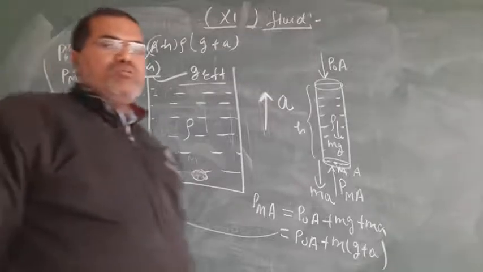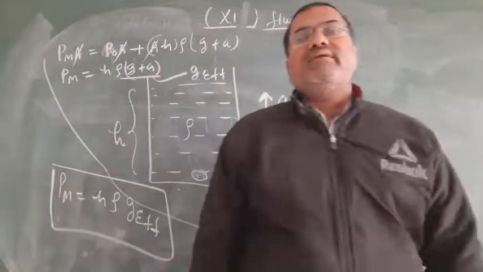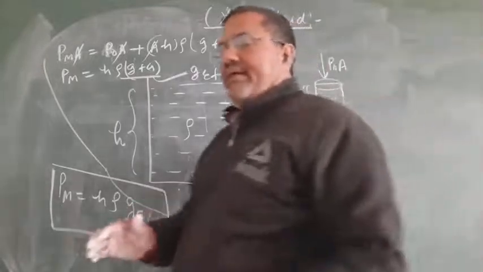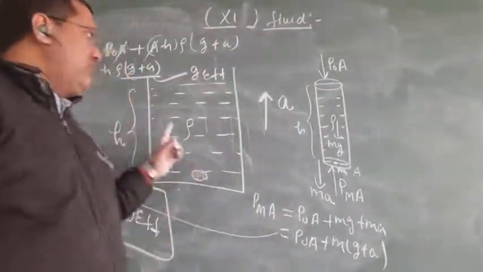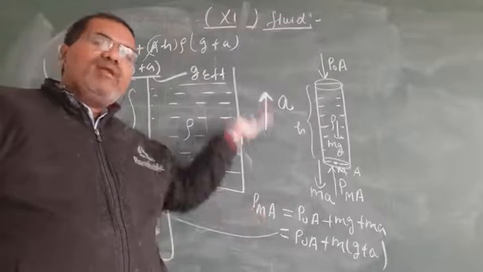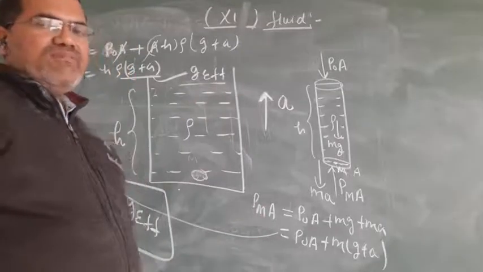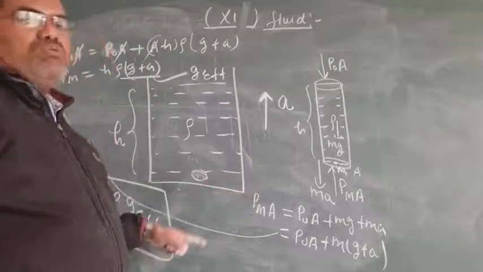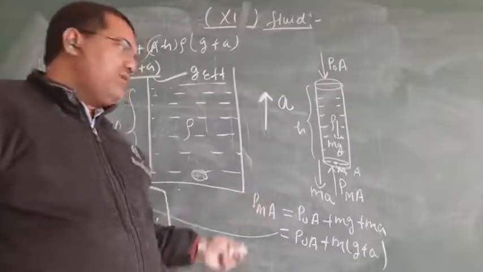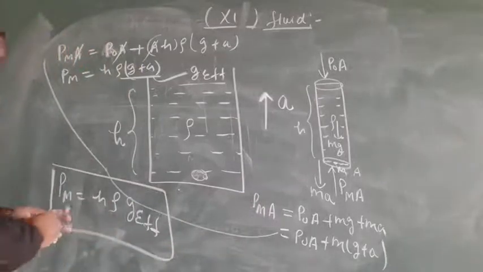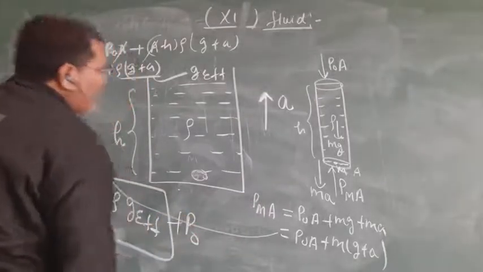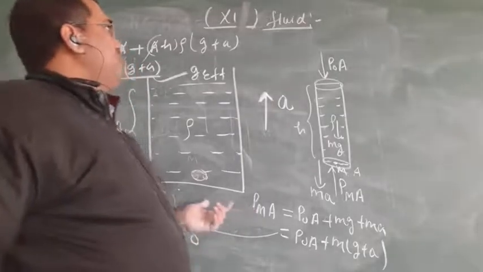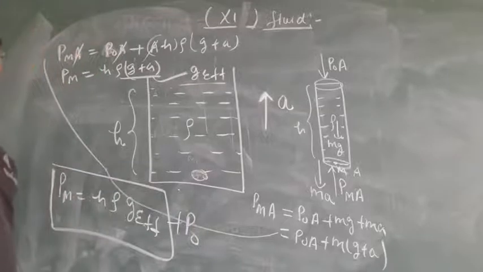This is similar to the case of the lift in NLM. If a container filled with a liquid is accelerating in the upward direction, then g effective will be g plus a. So the pressure at the bottom equals atmospheric pressure P naught plus h rho g effective, where g effective equals g plus a. So write it down.